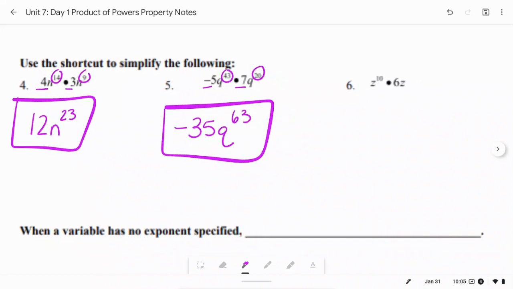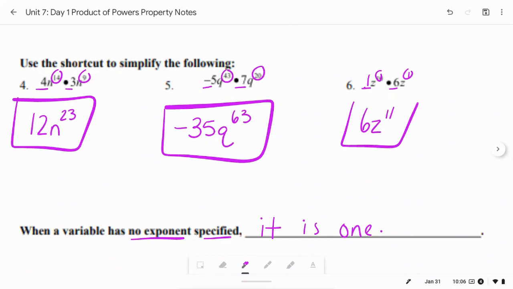Now, number 6 is a little bit different because the z next to the 6 doesn't have an exponent. Whenever there is no exponent specified, the exponent is always going to be 1. So we're just going to add a 1 with that exponent. And if there's not a coefficient, then the coefficient is also 1. So we're going to multiply the 1 times 6 to get 6. And then we're just going to add the exponents. So it would be 6z to the 11th power.